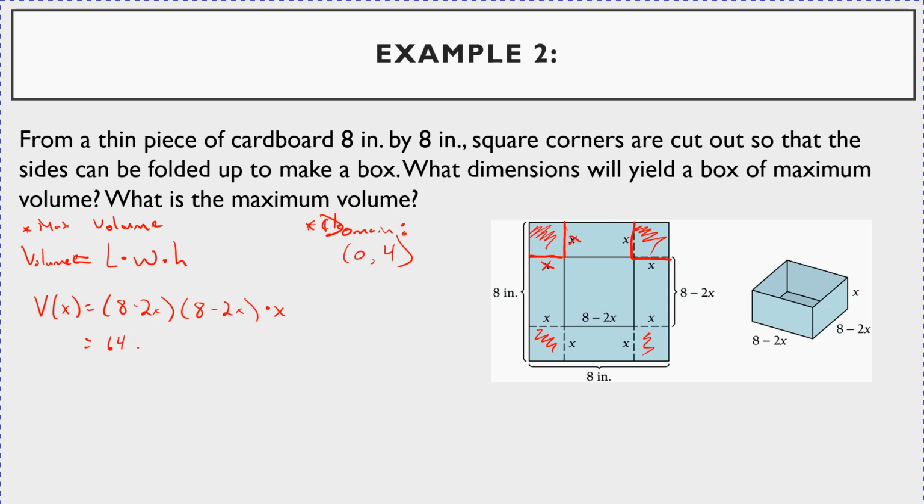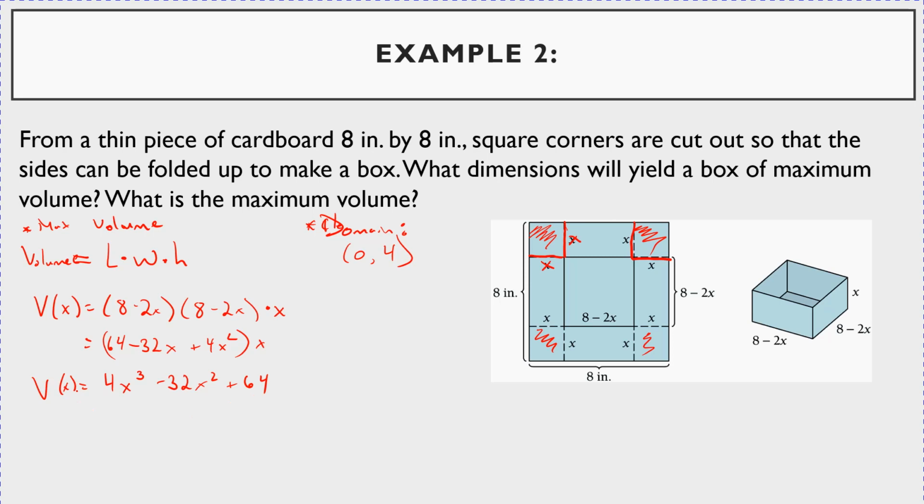Minus 16x, minus 16x, minus 32x plus 4x squared, all times x. So when you redistribute this, I'm just going to write it with the highest degree first. You get 4x cubed minus 32x squared plus 64x. Okay, and that's the volume function. So I want to maximize this volume.